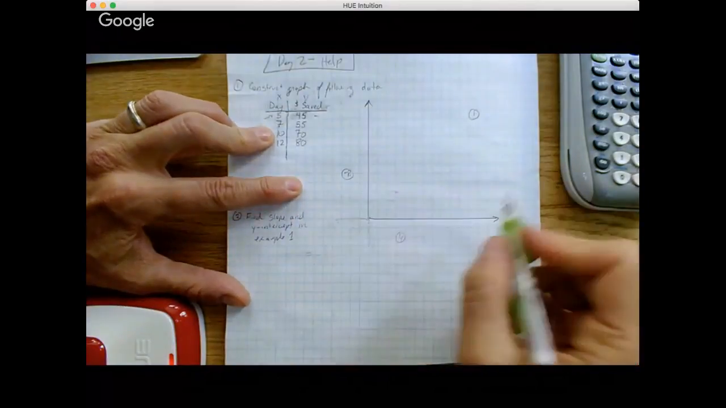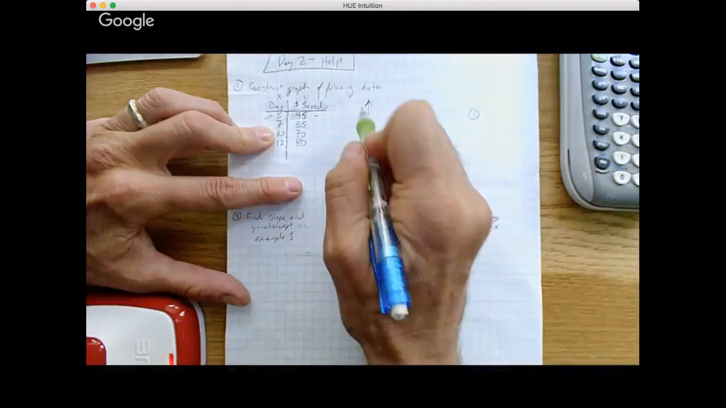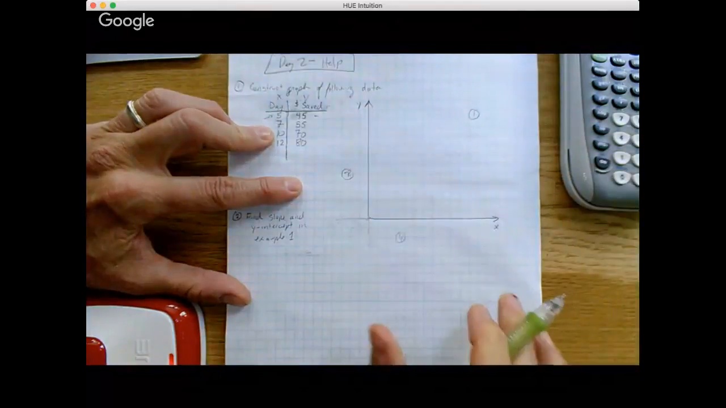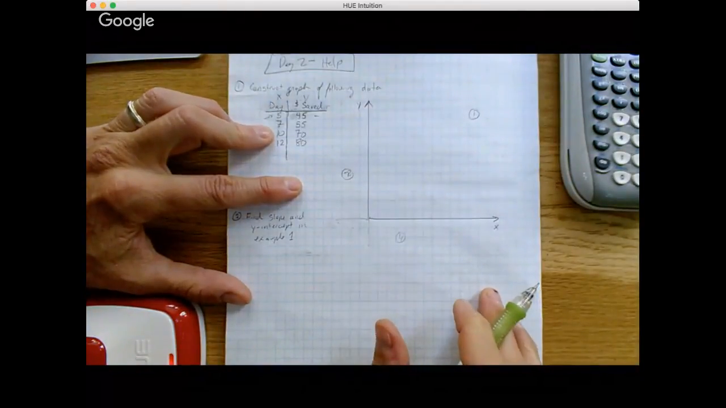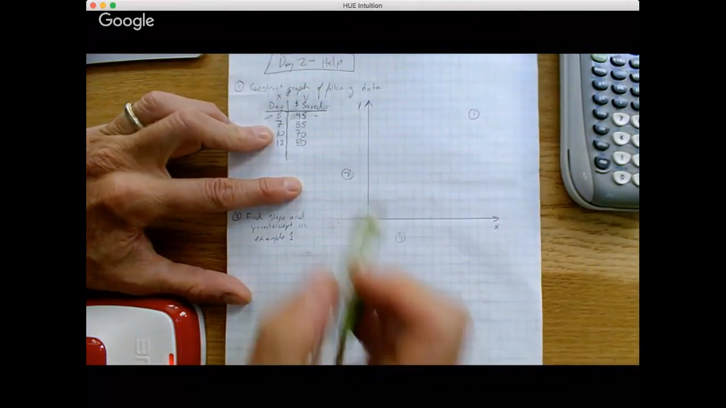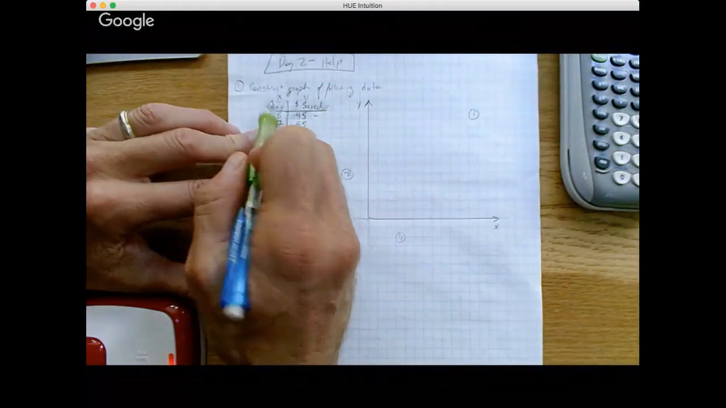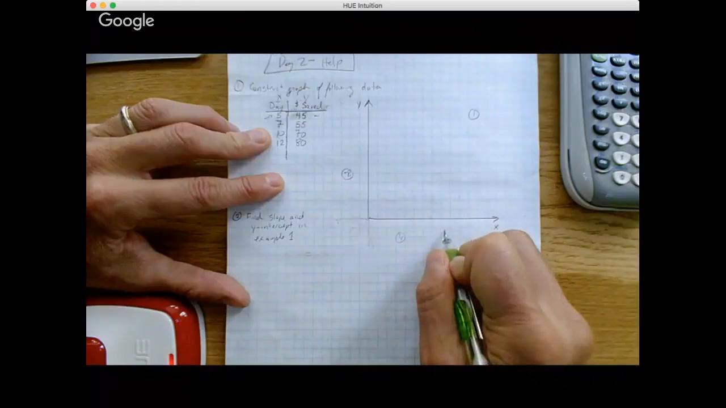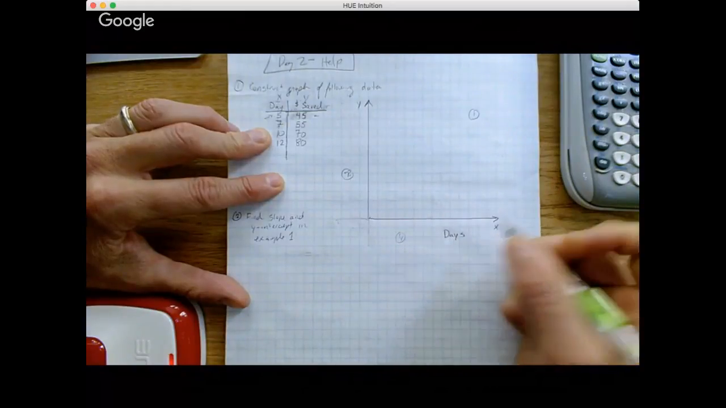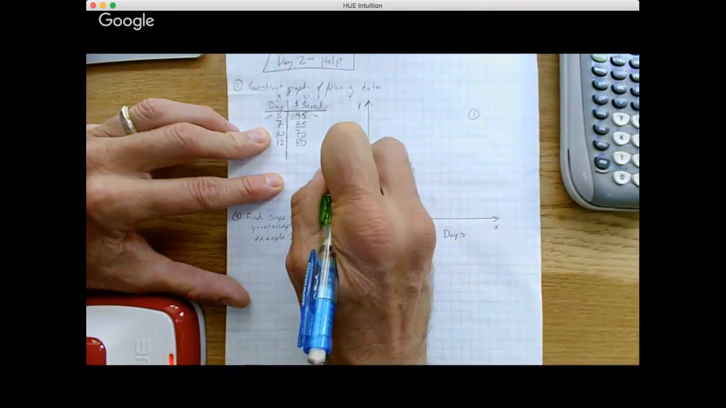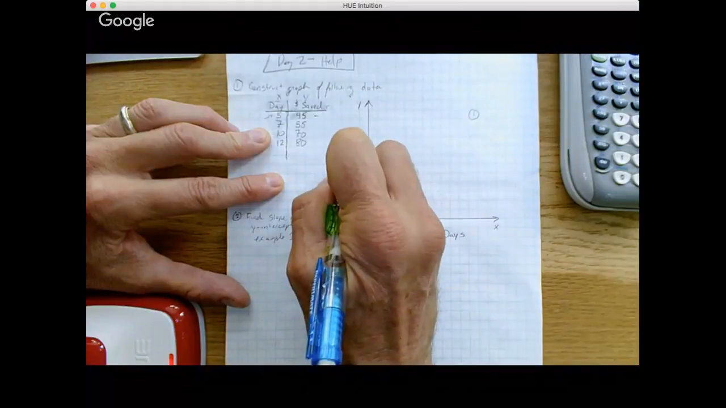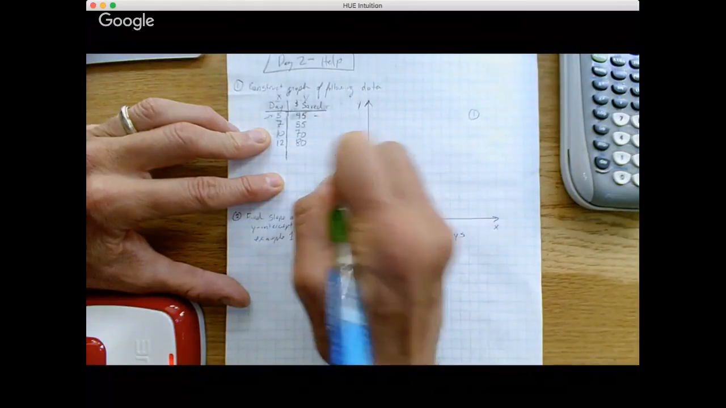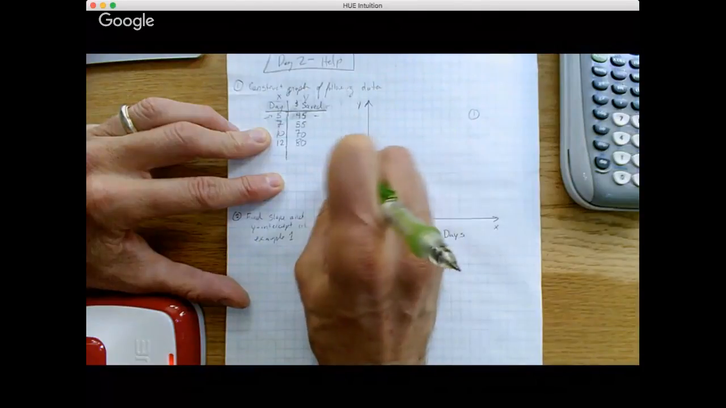So now we've drawn our x-axis and our y-axis. Now, because this data we have has labels on it, we're going to label our axes. That's point 2. Days, and this is going to be dollars saved. All right.